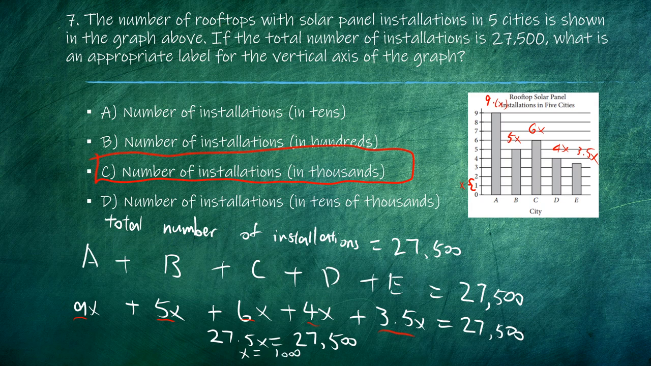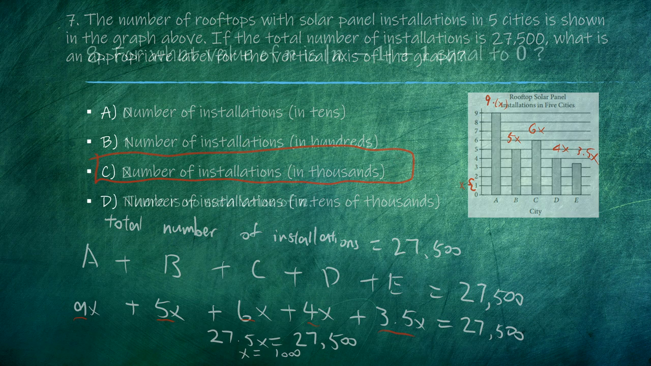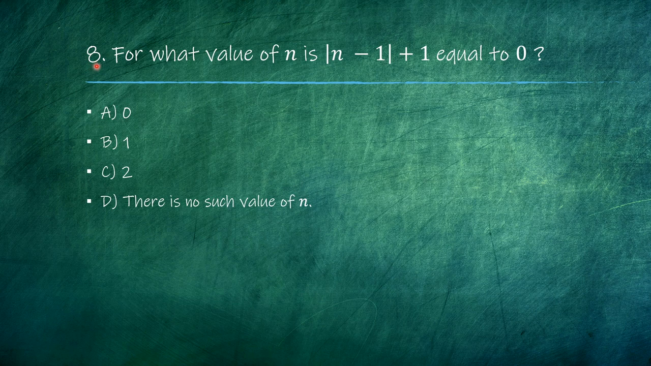And that is our answer, C, 1,000. Question number 8. For what value of n is the absolute value of n minus 1, plus 1, equal to 0? Go ahead, pause this video and try it. The answer is D.